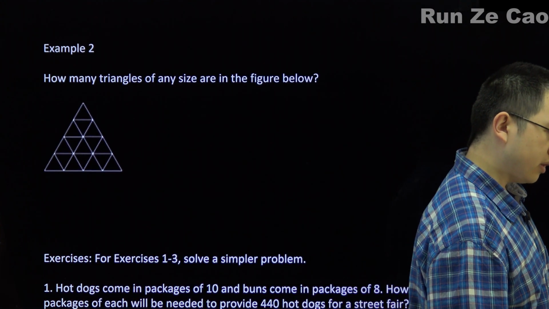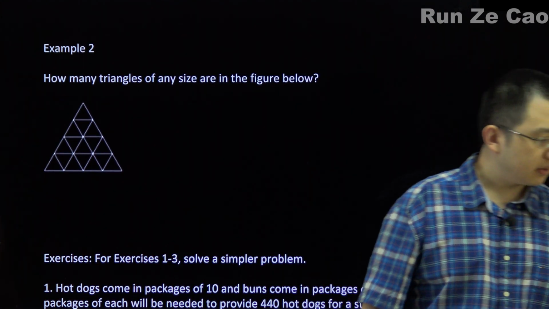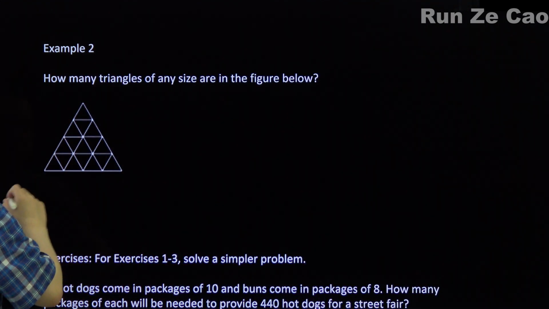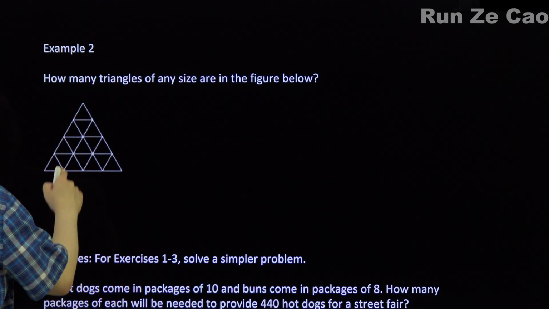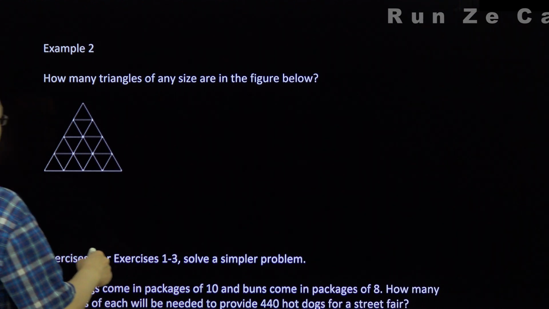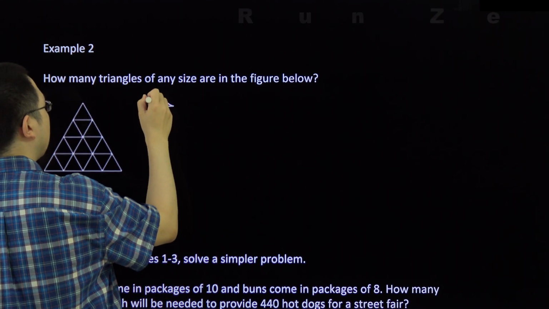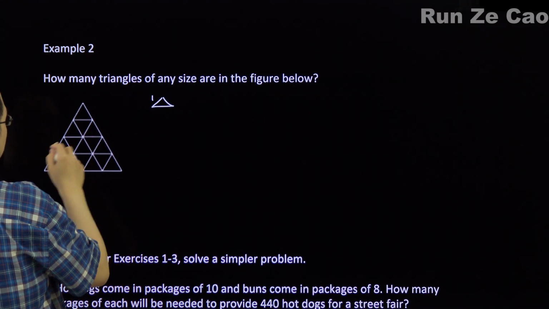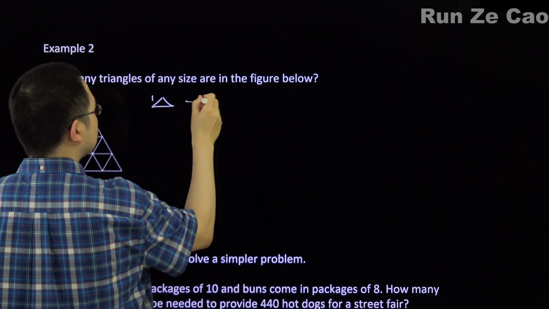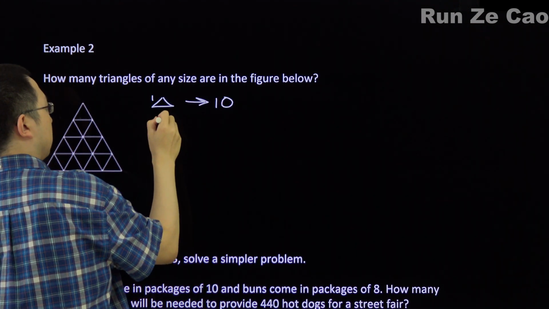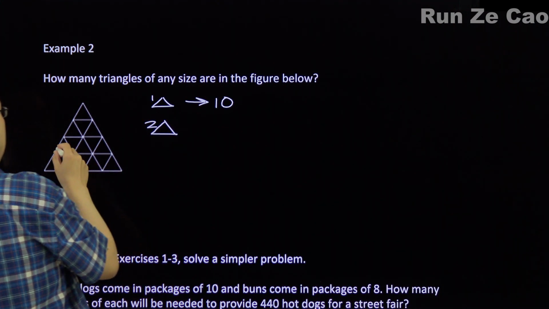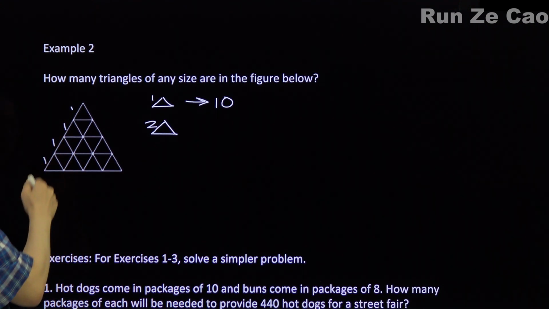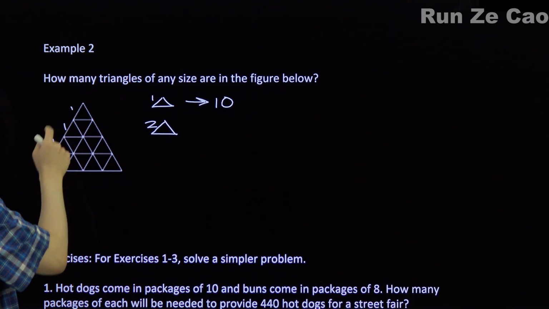Now let's say we have this figure below and we need to count the number of triangles of any size. If you're going to count them one by one, you are going to have a serious problem, so you should do this systematically. Break it down into parts. So how many do we have that are 1 and pointing upward? Oh, we have 1, 2, 3, 4, 5, 6, 7, 8, 9, 10.